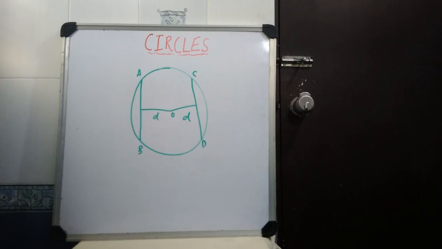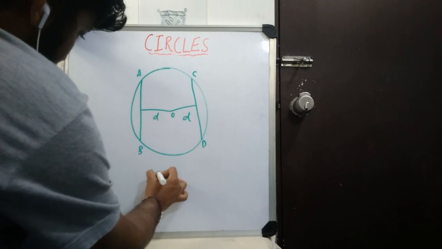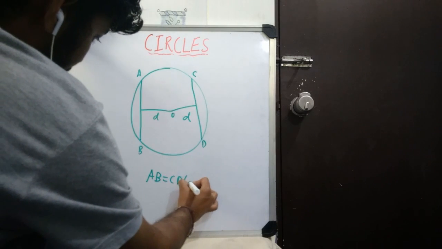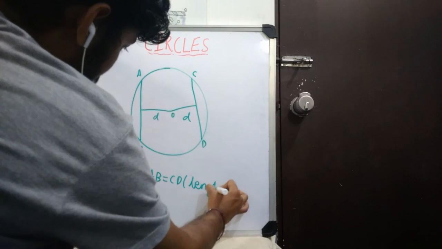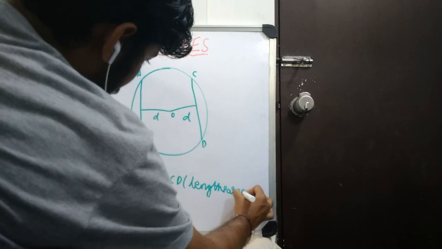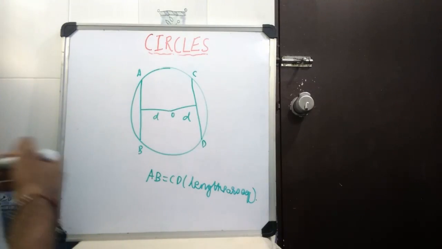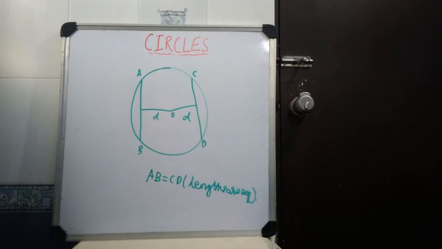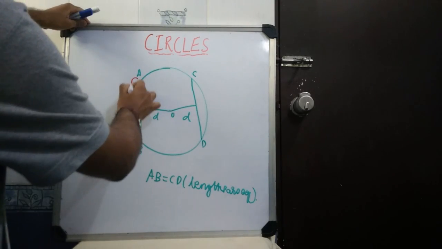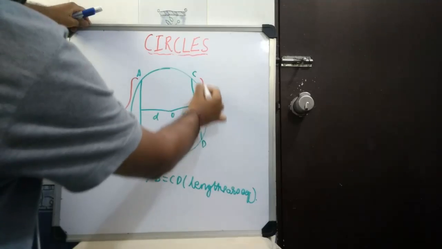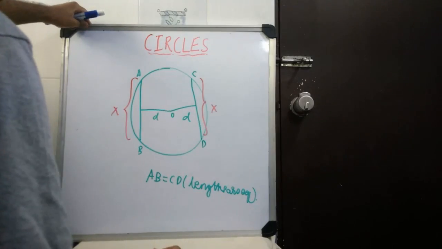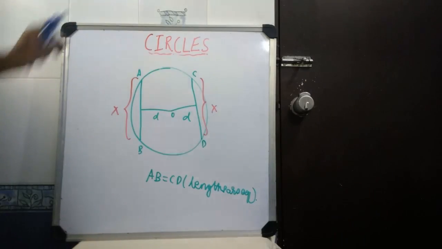This is another property of the circle. It is given that I have two chords AB and CD, and they are at a distance D from the center. So according to the property of the circle, I come to the conclusion that AB is equal to CD. Their lengths are equal. I can also tell the vice versa, the converse. If I have been given that AB is equal to CD, then I can say that their distances from the center are equal.